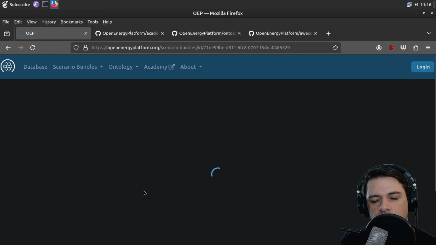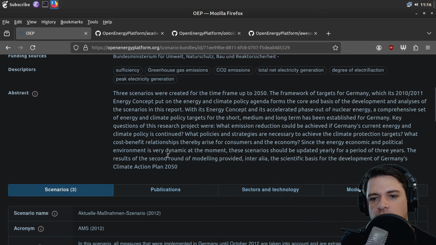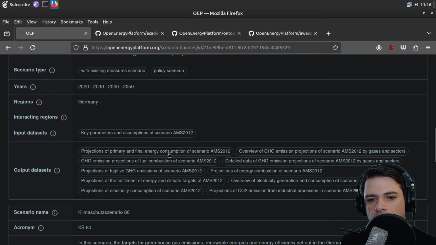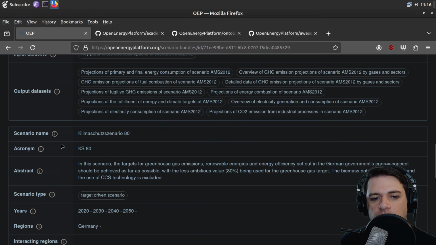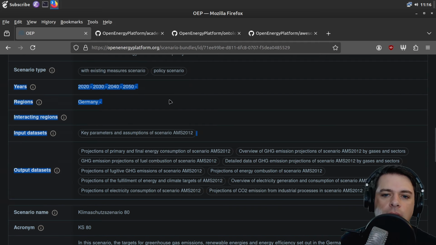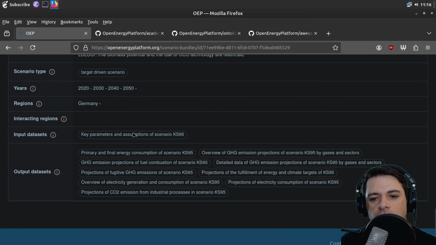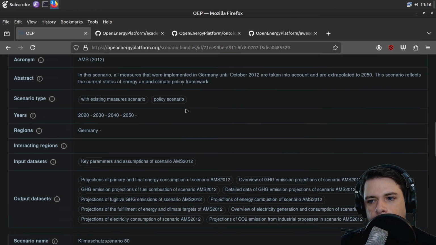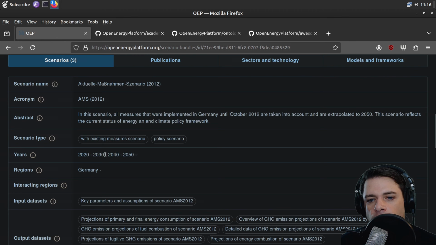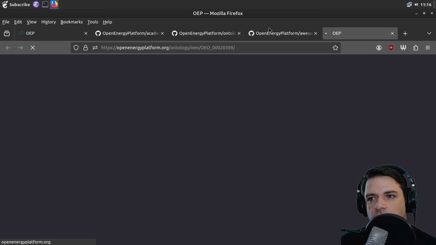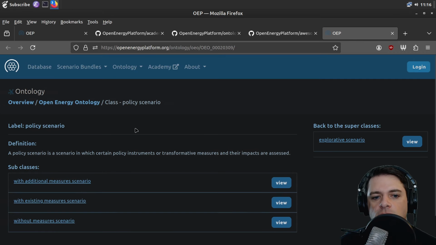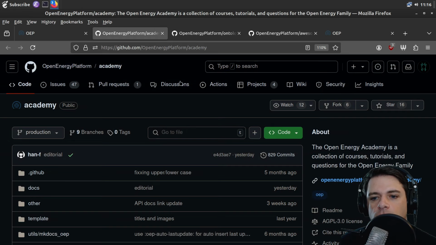And I'm hoping that some of this is in English, but this seems like they're just basically doing a linear model and calling it a scenario. And I guess it has lots of metadata so that you can search through your models and find information about different scenarios. The scenario type is with existing measures scenario. So I guess it's based on real measurements, and it's a policy scenario. And if I click on this, maybe I can see other policy scenarios. Okay. Pretty cool.